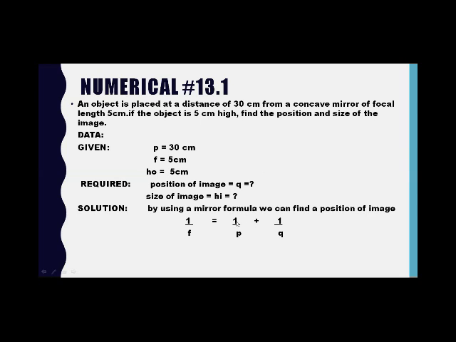So first of all, we will shift 1 over p to the other side to find the value of 1 over q. That's why we are making it the object. If we shift 1 over p to the other side, it will become negative, because here 1 over p is positive. When we shift it, it will come in negative. So we can write 1 over f minus 1 over p is equal to 1 over q.